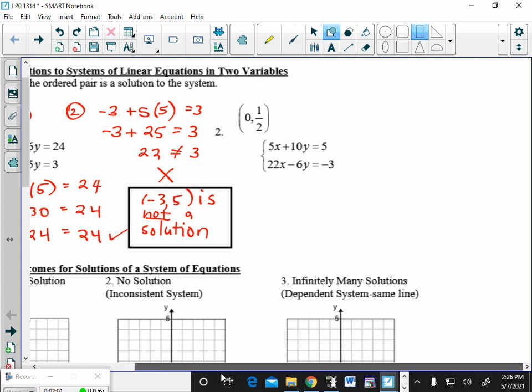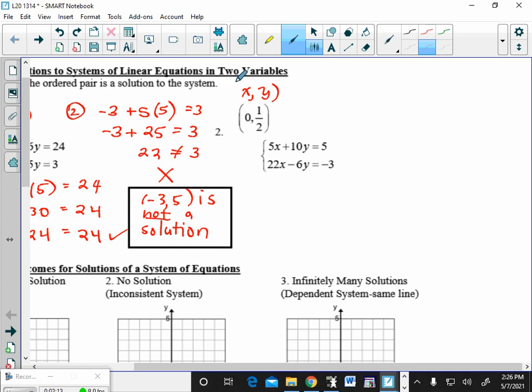This is number 2, and we're given 0 and 1/2. So here x is 0 and y is 1/2. Let's label these equations number 1 and 2, and I'll start with number 1. We have 5 times 0 plus 10 times 1/2, and we want to see if that's equal to 5. Anything times 0 is 0. 1/2 of 10 is 5, and 5 is indeed equal to 5.